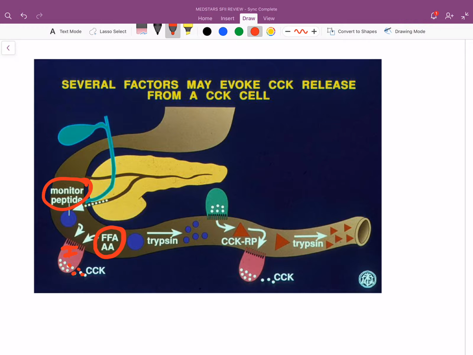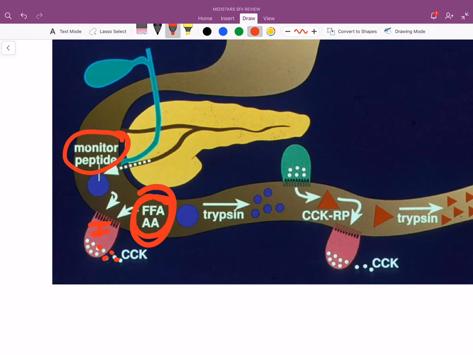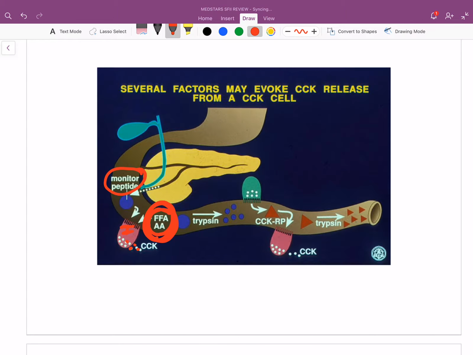It's not always by the book 100% that only fats and amino acids activate the I cells to release CCK, right? Obviously, other things could do it too. But you definitely have to know that free fatty acids, fats and amino acids are the number one. Definitely know that.